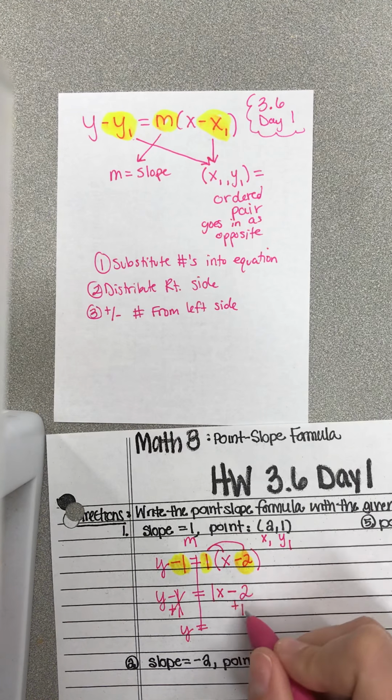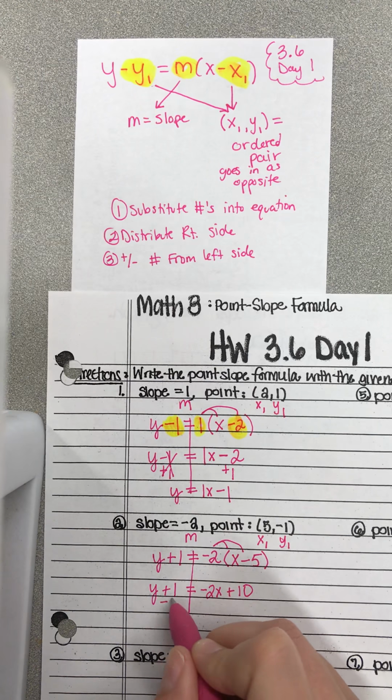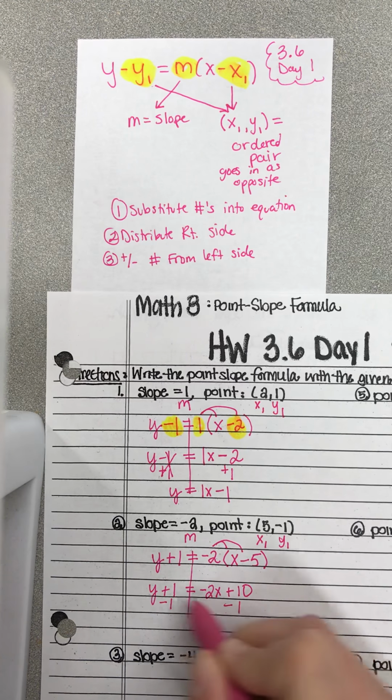After you substitute the values in, you want to distribute the right side. So you drop down the y plus 1 equals negative 2 times x is negative 2x. Negative 2 times negative 5 is a positive 10. After distributing, you have to get rid of the number by adding or subtracting it on the left side to the right side. So the opposite of adding 1 is subtracting 1.